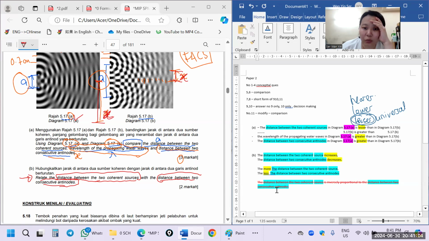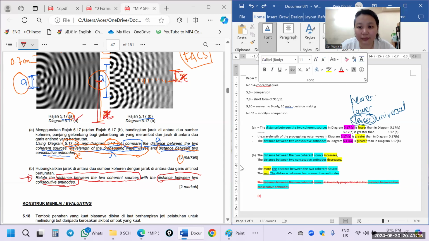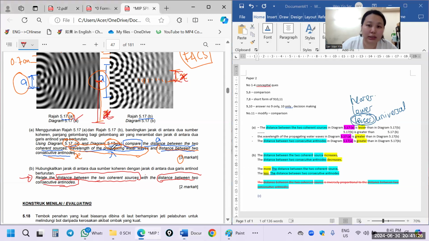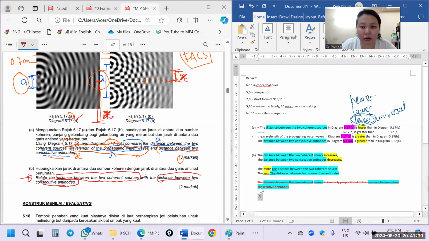Okay, now if I add one more question, C. If I add one question C. Okay, now question C is, can you tell what is the relationship for the wavelength of the propagating water waves and the distance between two consecutive antinodes?